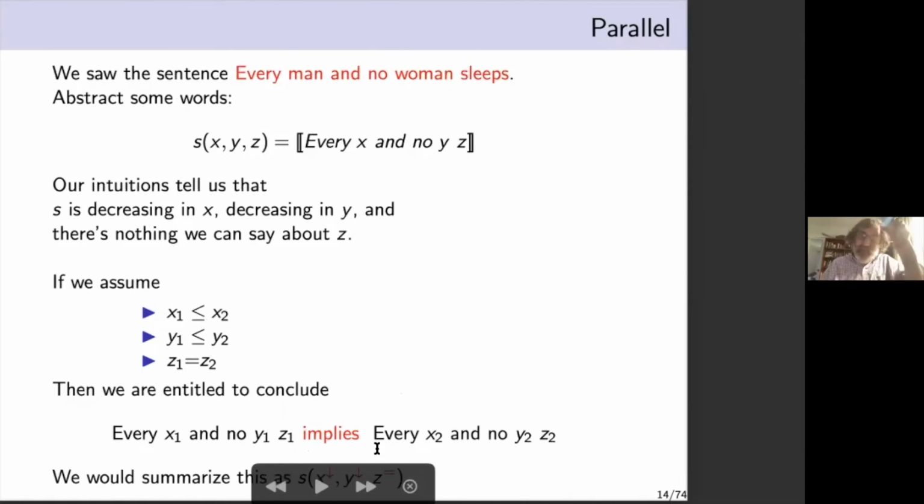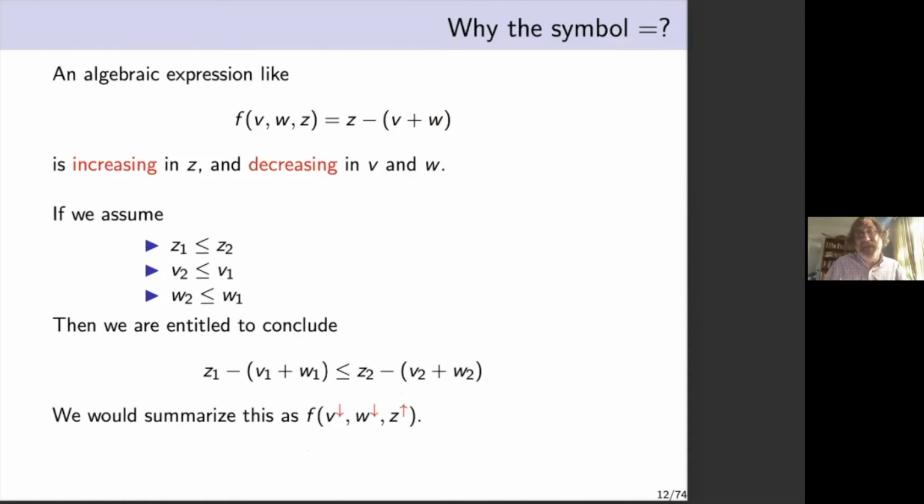Okay, so what we're basically trying to think about is a parallel between the English meanings of sentences in words and contexts, especially the influence of the determiners like every and no, and this algebra kind of example like these.